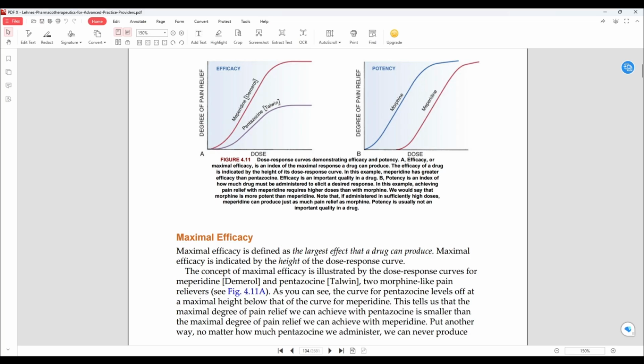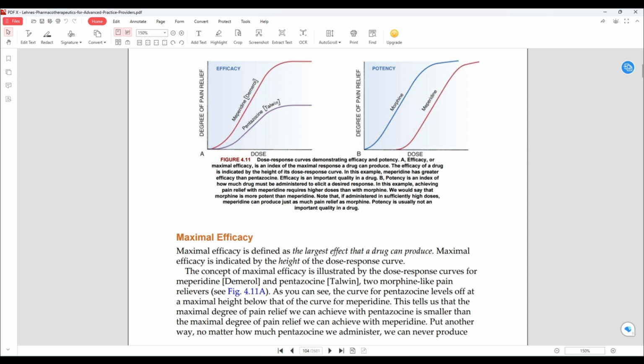Maximal efficacy. Maximal efficacy is defined as the largest effect that a drug can produce. Maximal efficacy is indicated by the height of the dose-response curve. The concept of maximal efficacy is illustrated by the dose-response curves for meperidine, or Demerol, and pentazocine, or Talwin, 2 morphine-like pain relievers.